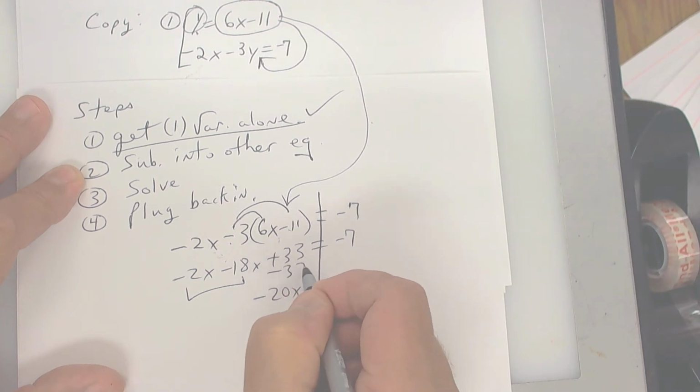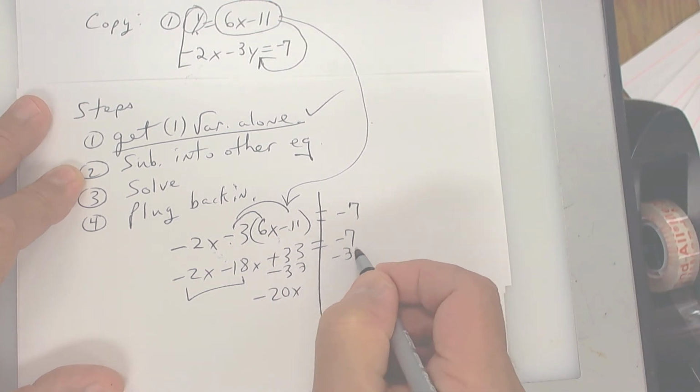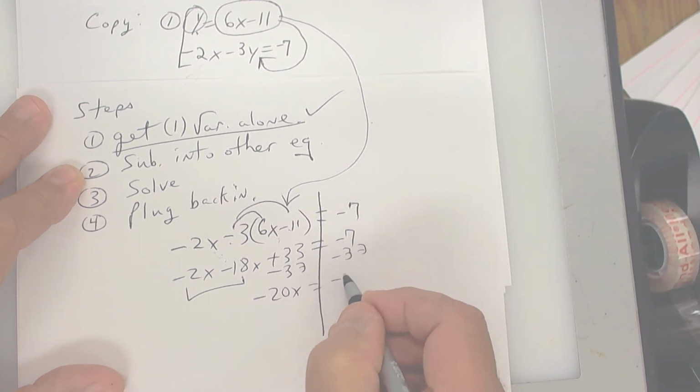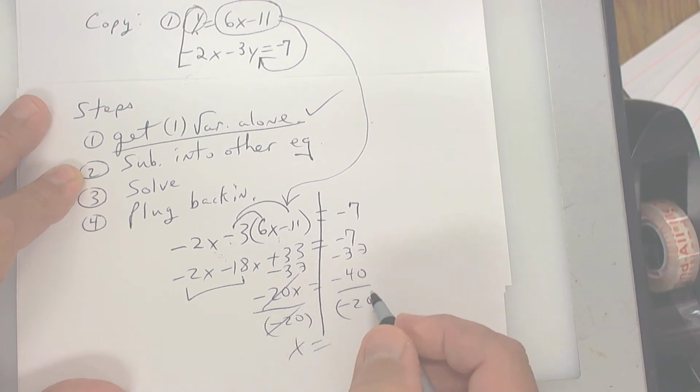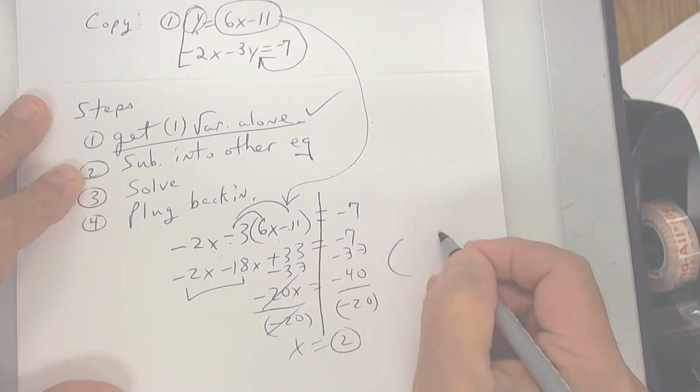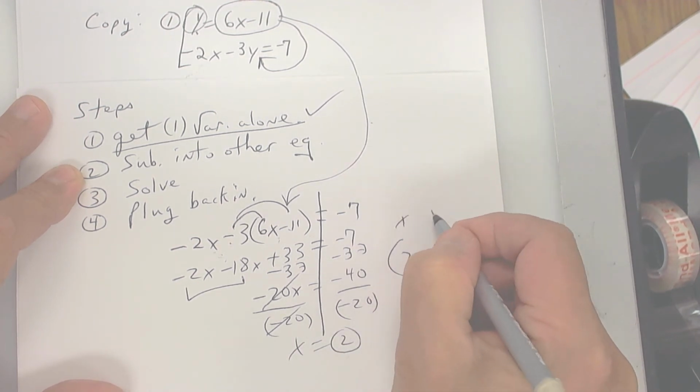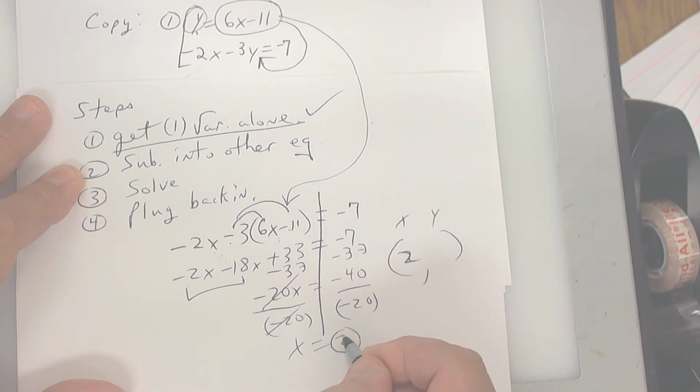You're going to subtract 33 from both sides. And when you do, you get a negative 40. When you divide by negative 20, you're going to end up with x equals a positive 2. So you got half of it done. X is equal to 2.